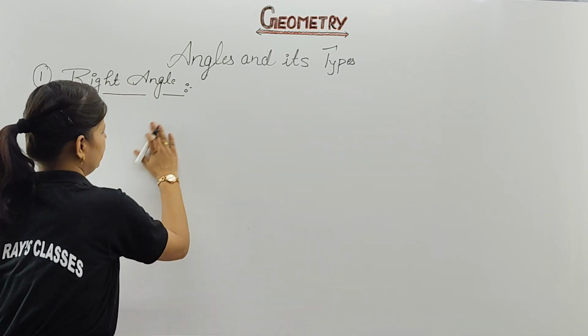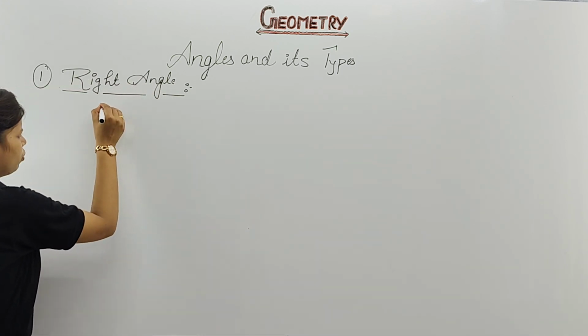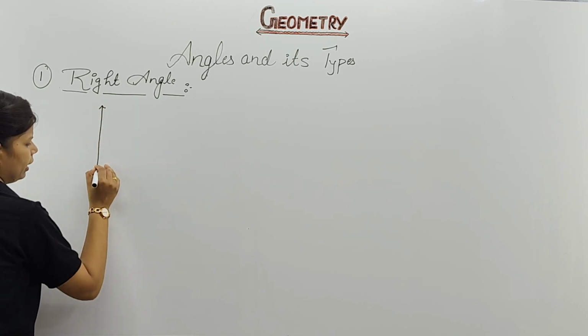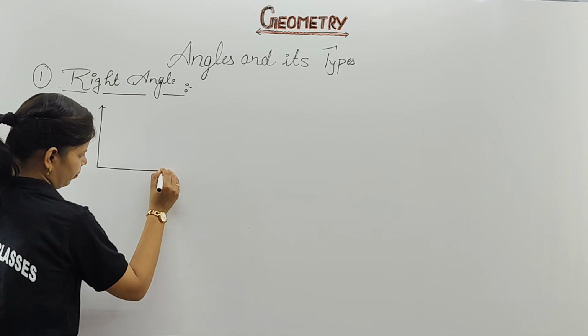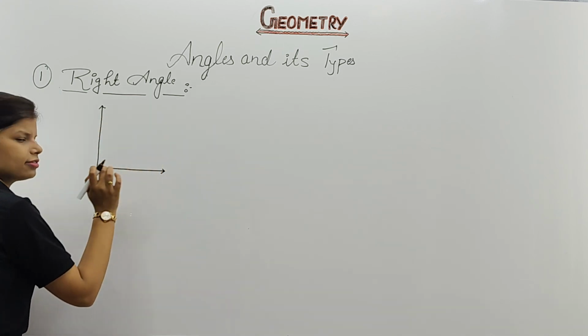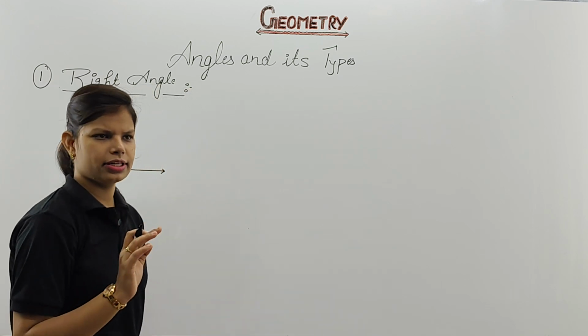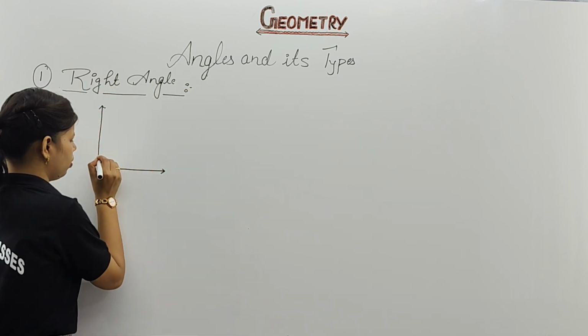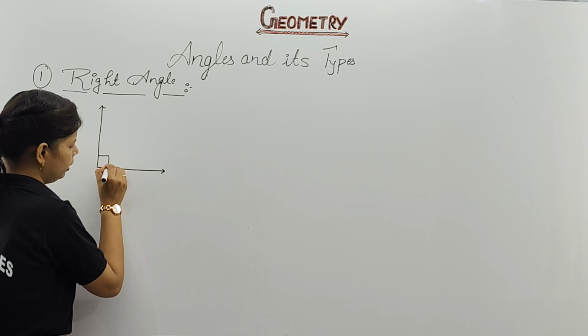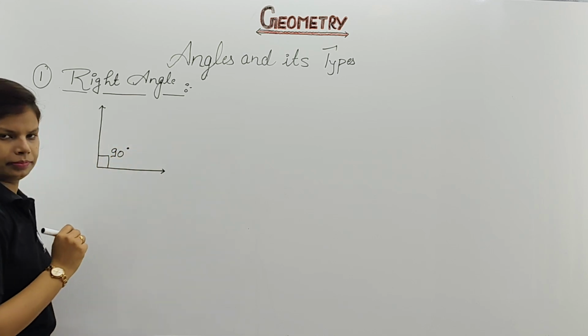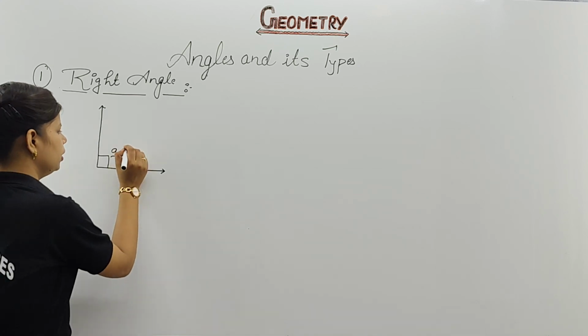Like for example, if this is your first ray, understood, no? And this is your second ray. They have joined together in a straight way. Clear? They have joined together in a straight way, and here they are going to form what? An angle, and that angle will be your 90 degree. That angle will be your 90 degree.